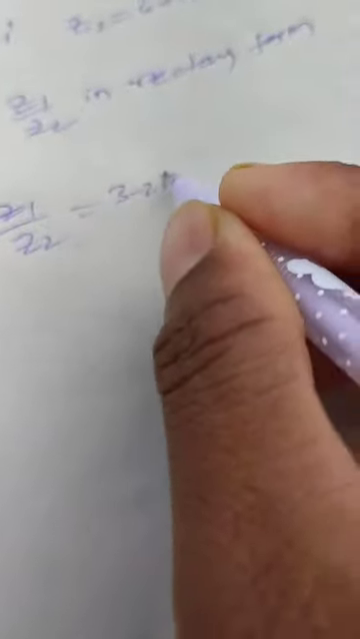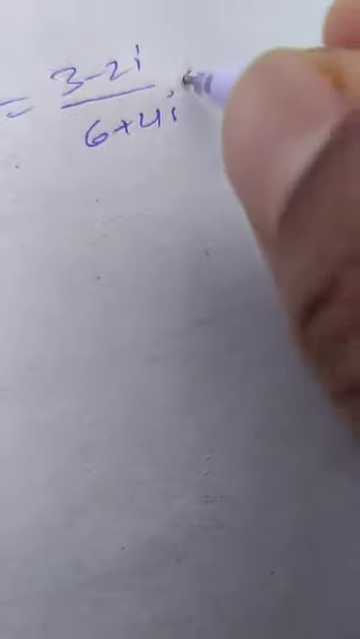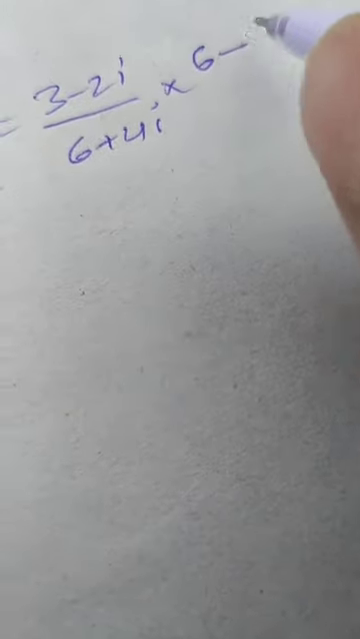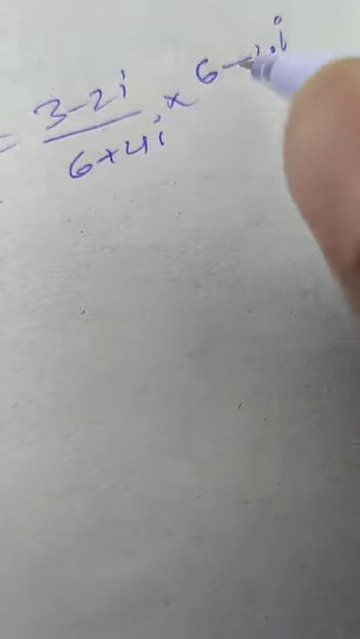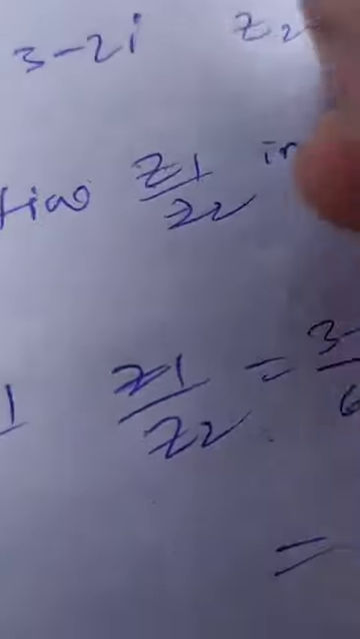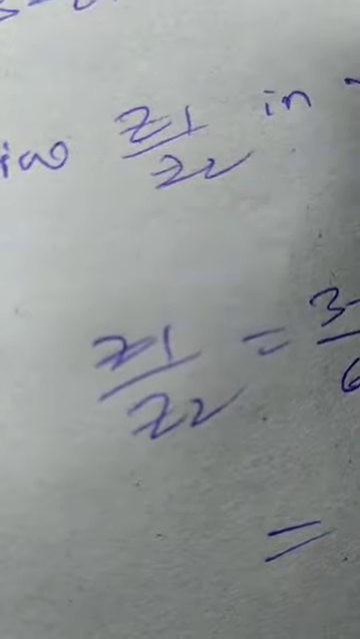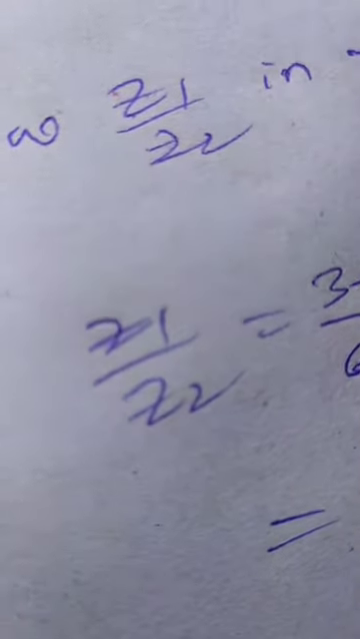Z1 is 3 minus 2i, Z2 is 6 plus 4i. So the denominator, we multiply using the conjugate of the denominator. So multiply and divide by the conjugate of the denominator, 6 minus 4i. So what you will get is Z into Z bar. And one more thing here, remember the note: Z into Z bar is equal to x square plus y square, that is equal to mod Z whole square.